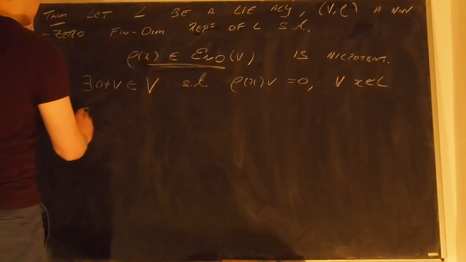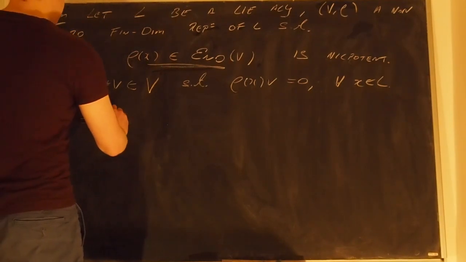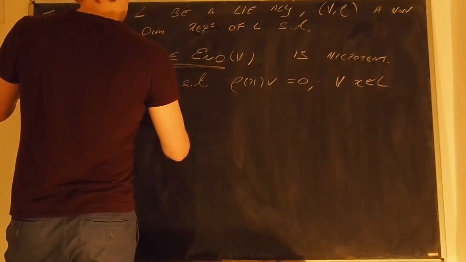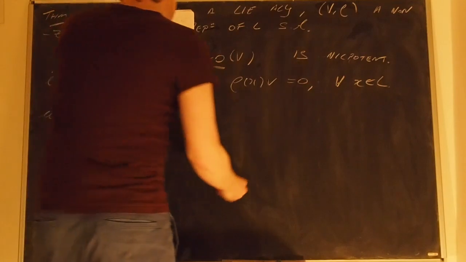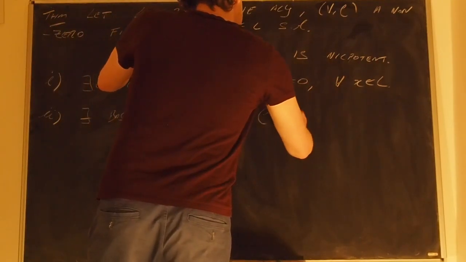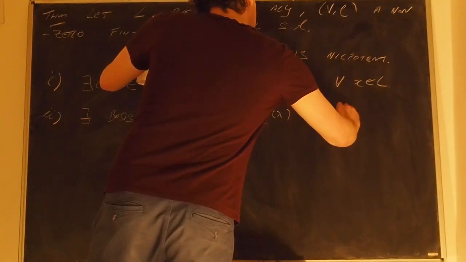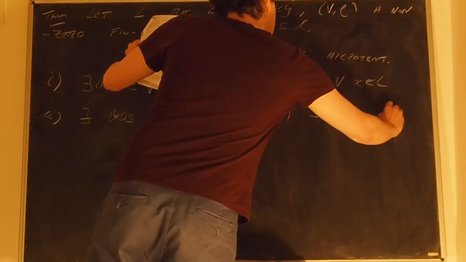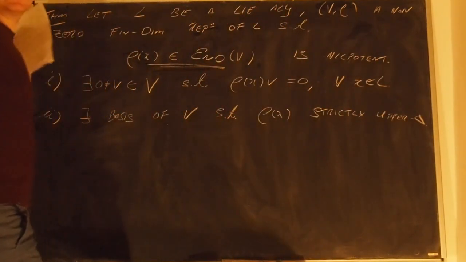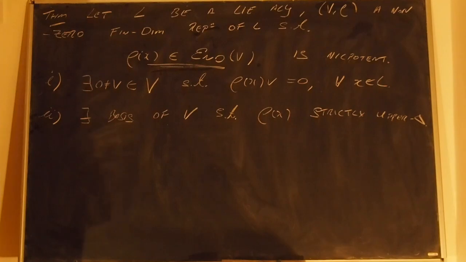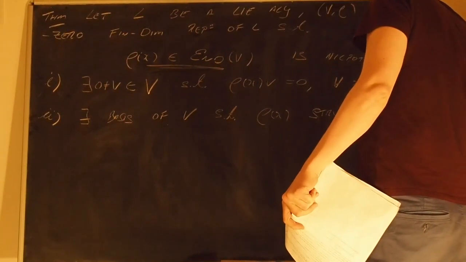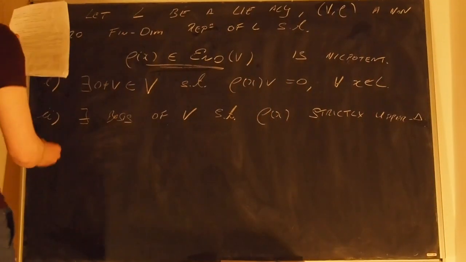And then we have that there exists a basis of V, let me just be a little bit quicker with this, such that rho x is strictly upper triangular. Let me start using an actual triangle symbol for T, because that's not the best triangle. Still a triangle.